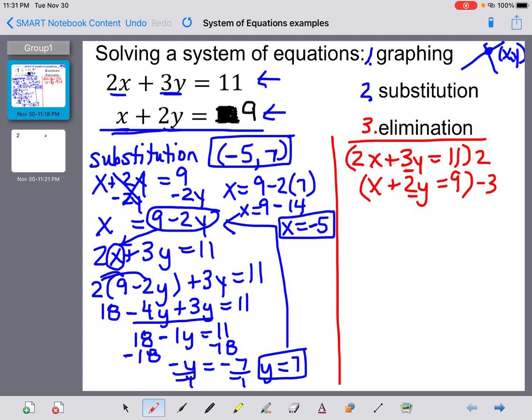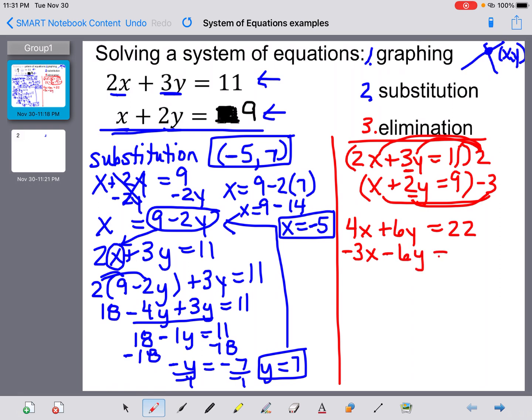Now I'm going to do the work and see what happens. So when I distribute, I have to distribute it to everything in the equation. So 2 times 2x will give me 4x. 2 times 3y will give me 6y. And 2 times 11 will give me 22. I have to take it times everything. The same on the bottom equation, this negative 3 is going to go to everything. So negative 3 times x is negative 3x. Negative 3 times positive 2y is negative 6y. And my equal sign, negative 3 times positive 9 is negative 27.